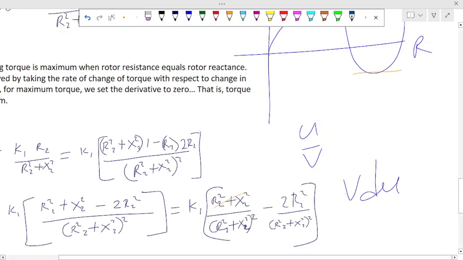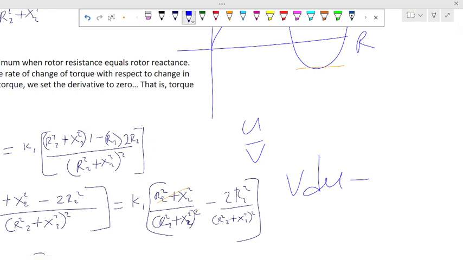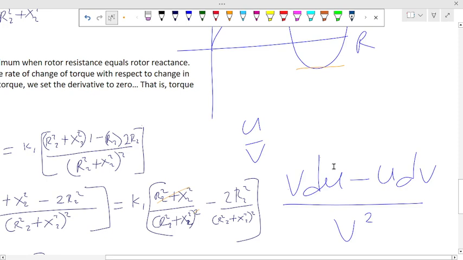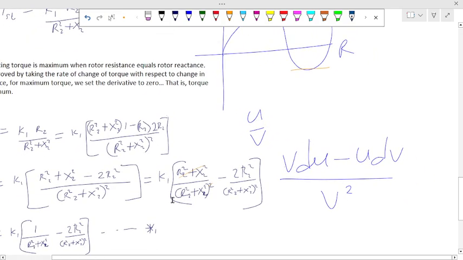Then minus, we hold the top and differentiate the bottom, all over the square of the bottom. This is what we are going to do. Now, looking at this, what do we have at the bottom? This, which is this v. So we hold it here. Then this k1 is a constant, so we'll just bring it out, and we'll differentiate what we have inside.